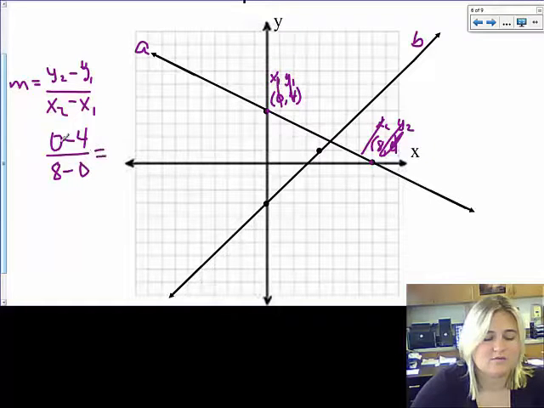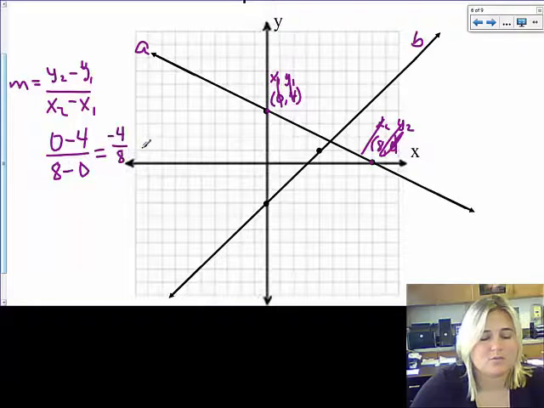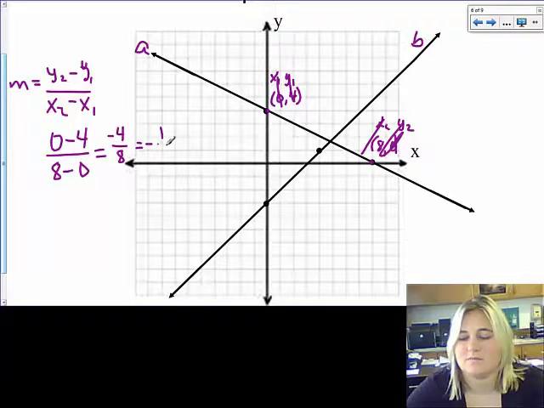So what I end up with is 0 minus 4, which is negative 4, over 8 minus 0, which is 8, which reduces to a negative 1/2. Final answer.